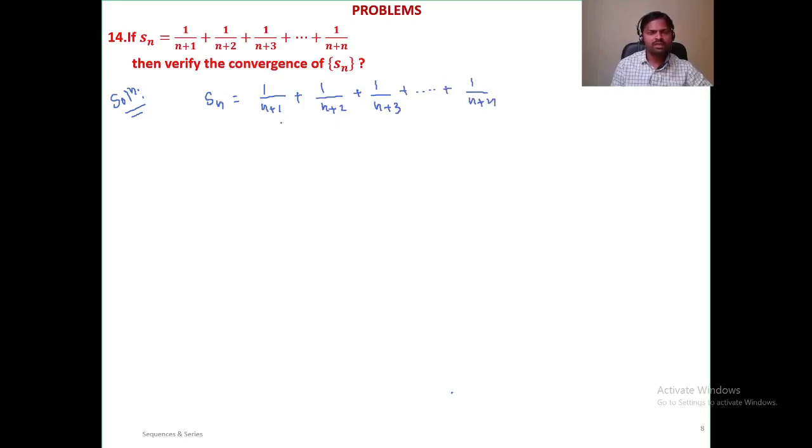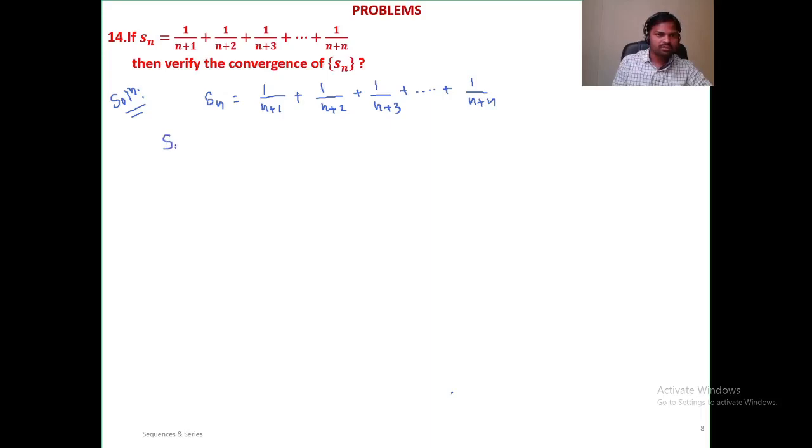If the sequence is an increasing sequence, according to theorem number 5, if it is bounded above, then directly it converges. Your question is at what number the sequence converges. That is not the question. The question is, does it converge or not? That's it. So by theorem number 5, if the sequence is increasing and bounded above, then I can say that the sequence Sn converges. Okay. So let us once verify, is it an increasing sequence or not?